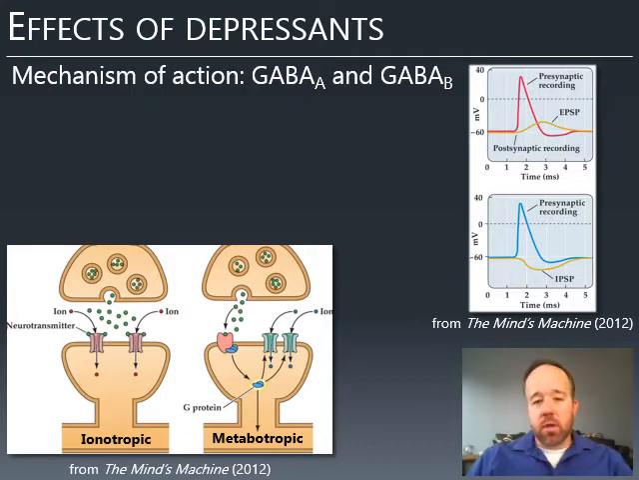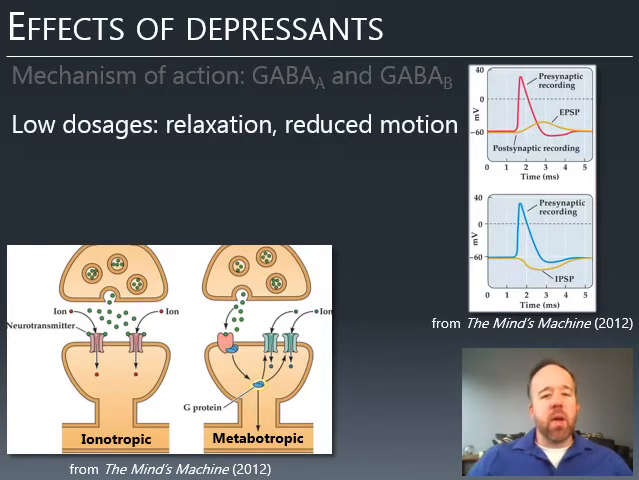GABA receptors are bound to directly by most depressants. So they are direct GABA agonists. Remember, an agonist is something that enhances or mimics the effects of a neurotransmitter. In this case, these depressants bind to GABA receptors and increase the effectiveness of the neurotransmitter GABA.